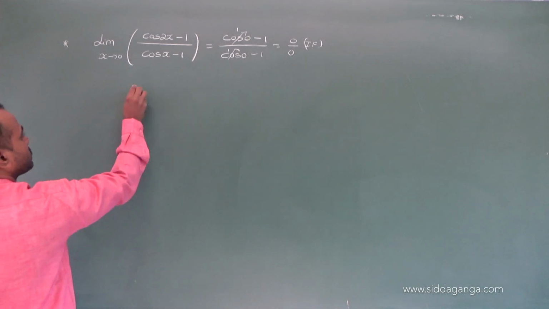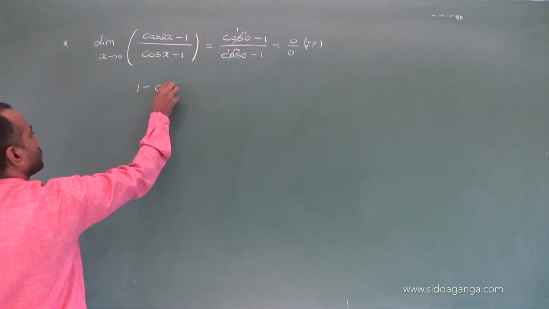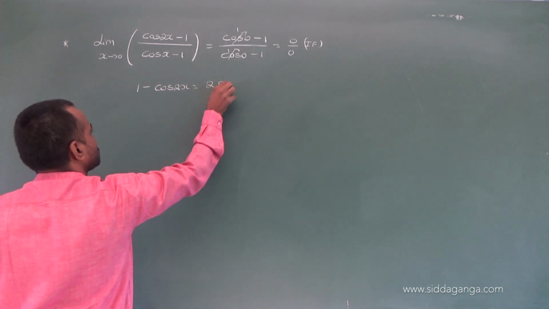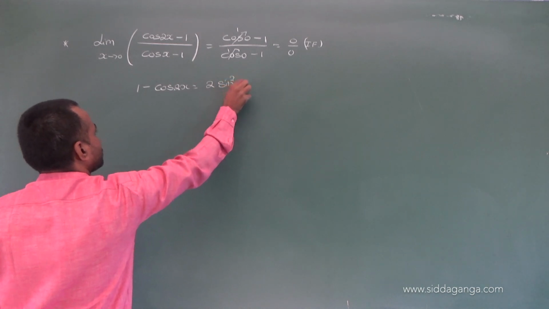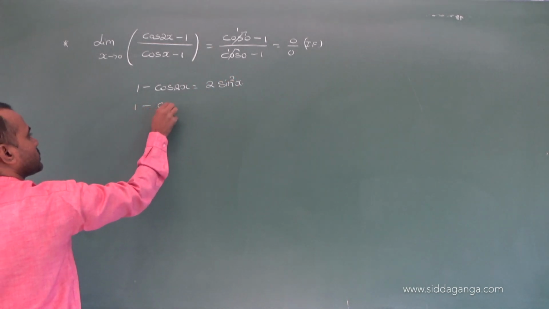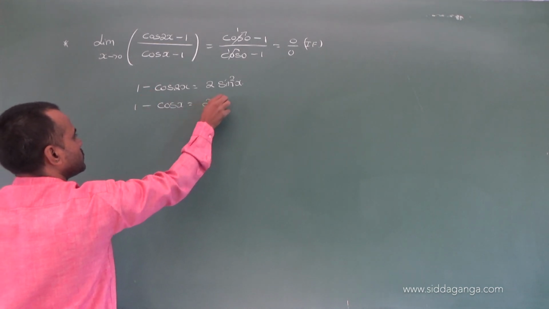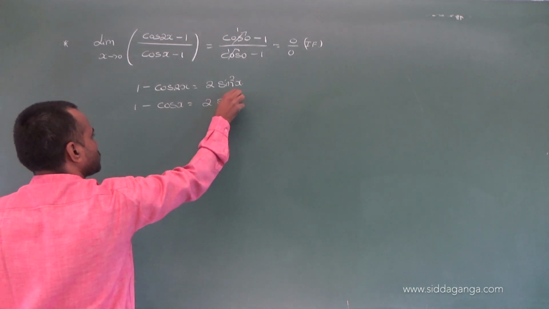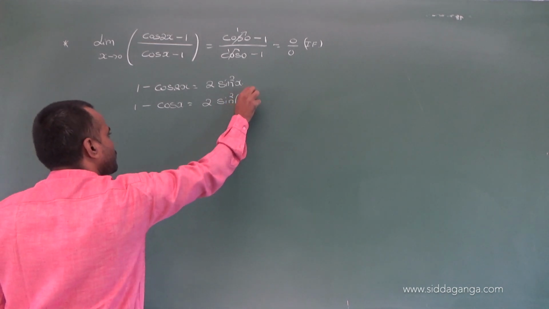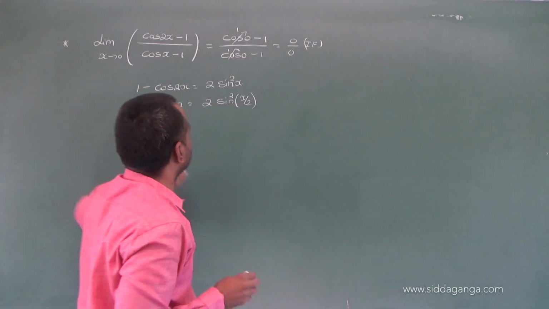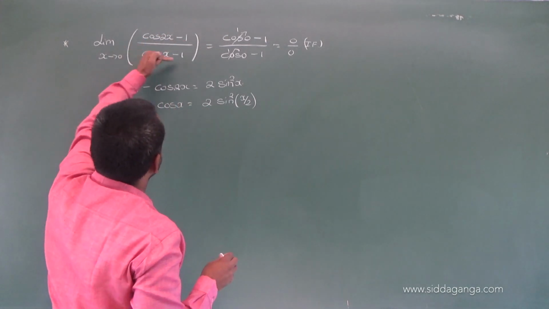So we know that 1 minus cos 2x is nothing but 2 sin square x. Correct? 1 minus cos x is 2 sin square x by 2. Just now I simplified these two, in cos 2x minus 1 and cos x minus 1.